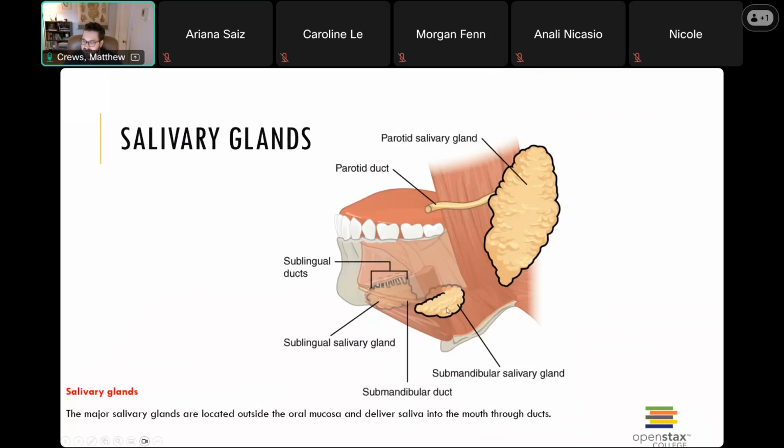You've got submandibular salivary glands. You've got sublingual salivary glands. Those are here. And then you've got a parotid salivary gland. Each of these has ducts. So you've got a parotid duct. That's a fun dissection, by the way. The parotid gland through the duct and into the mouth. That's super fun. You've got a submandibular duct.